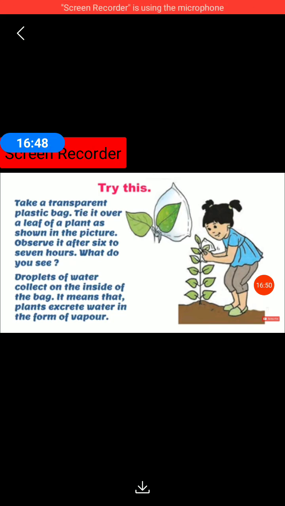What do you see? Yes, droplets of water collect on the inside of the bag. You can see small droplets of water there. This means that the plant also excretes water in the form of vapor. So plants, animals, trees, every living thing excretes with the help of water vapor or with the help of small hard substances.